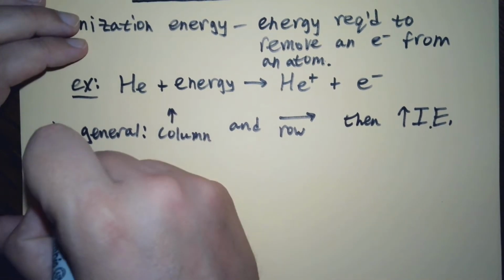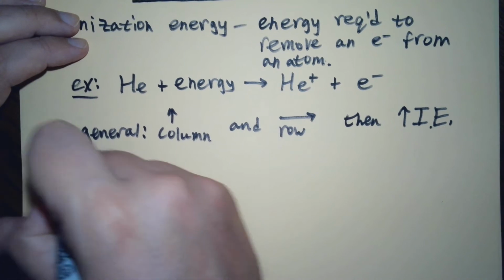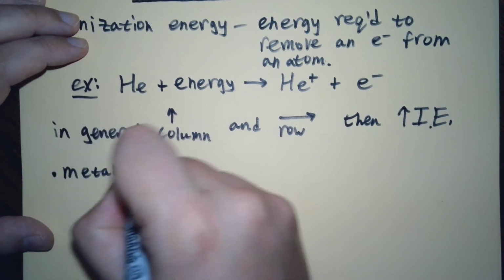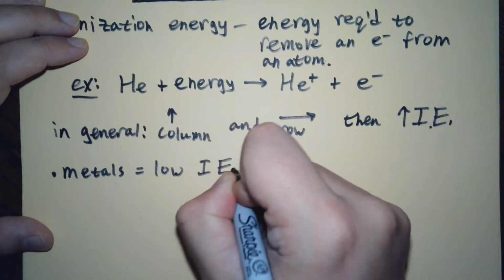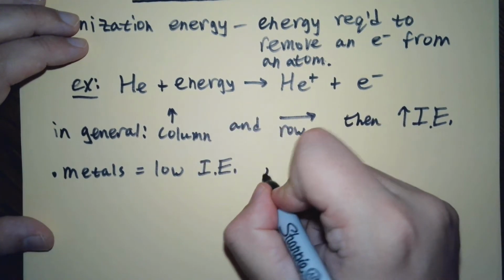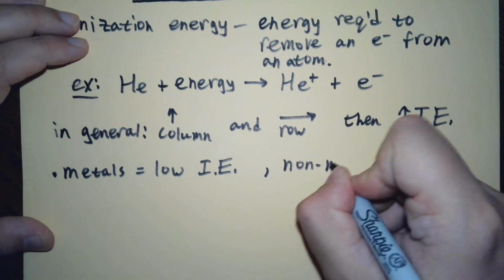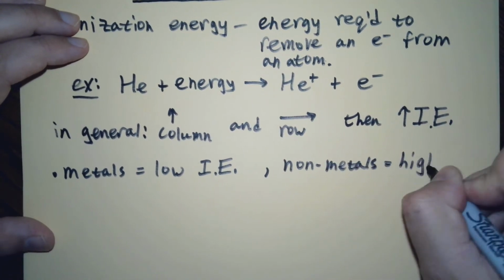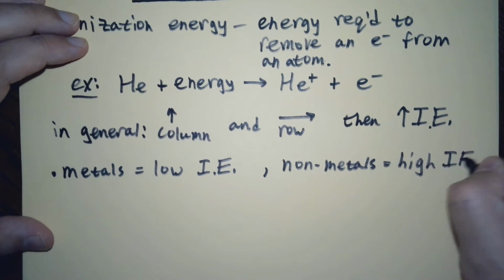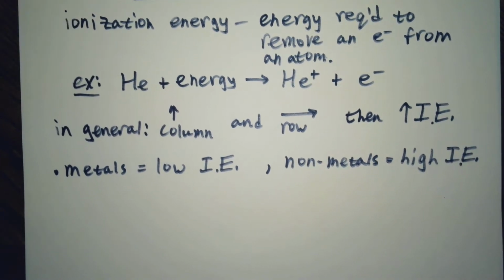And also in general, metals equal a low ionization energy. It's kind of a key feature for them, which means that nonmetals equal a high ionization energy. So, just something to keep in mind. Generally, it's easier to take electrons away from a metal than a nonmetal, which is why they do things like conduct electricity. Metals do, and nonmetals don't.